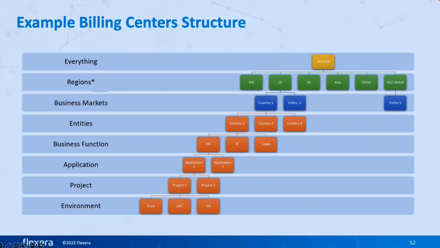Because remember, if I've got an environment tag or a project tag or an application tag, I don't need to create any of these structures because I could go into business function and I could then apply the tag, right? So it would be then all of my HR by app or by project or by environment, right? So think of these things as intersections where you've got your billing center structure and then you've got your tags and your rule-based dimensions that you can lay over the top to get the view that you need of that cost.